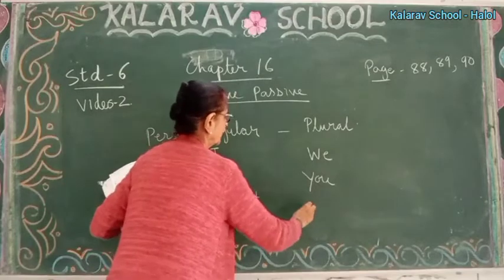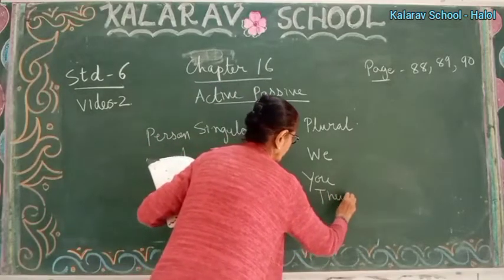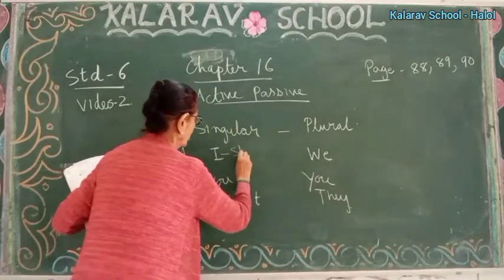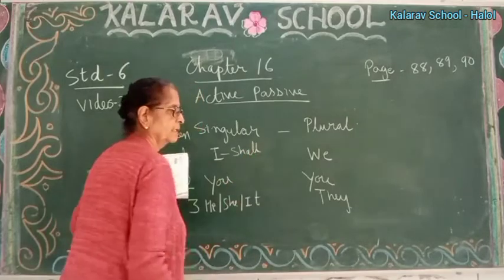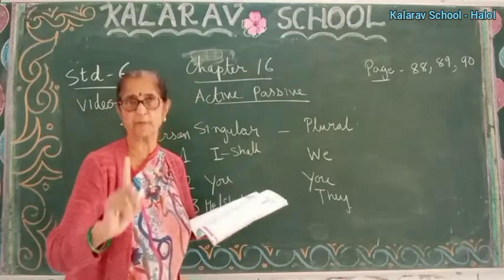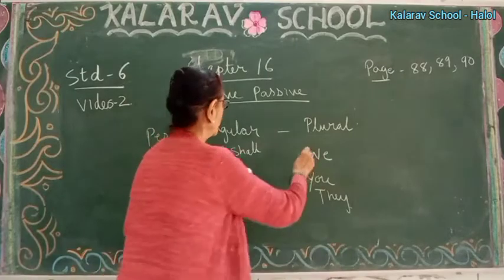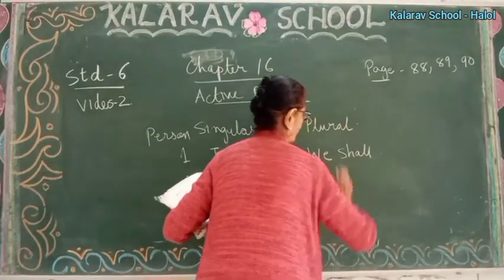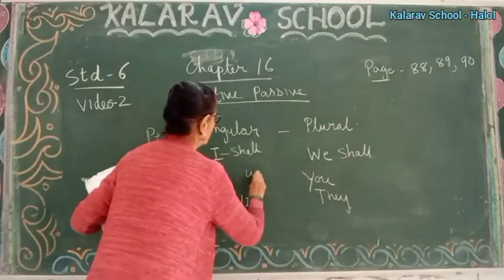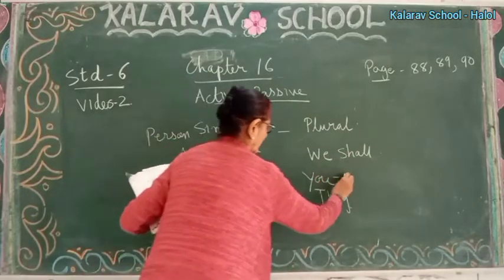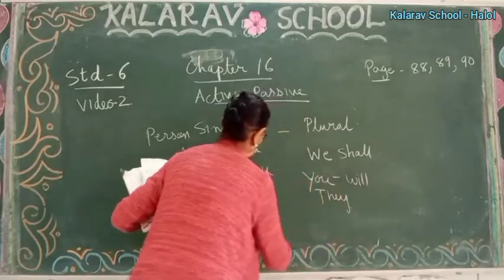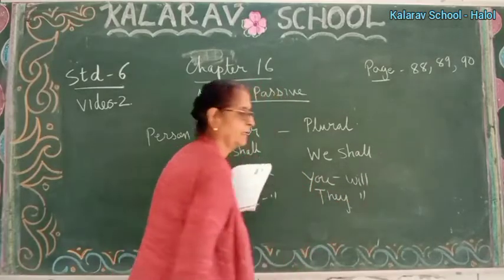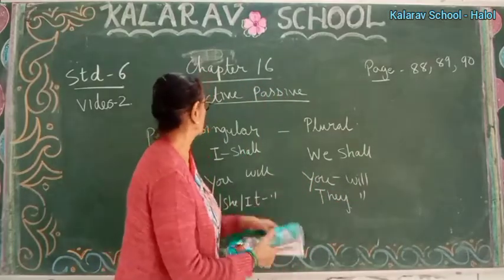And here, they. Okay? Here you can write shall and now will is also correct. If you write I will, it will not be wrong. And we shall. Here also you can use will. Remaining all will be will. Will and will. Understood? Everybody should know this.